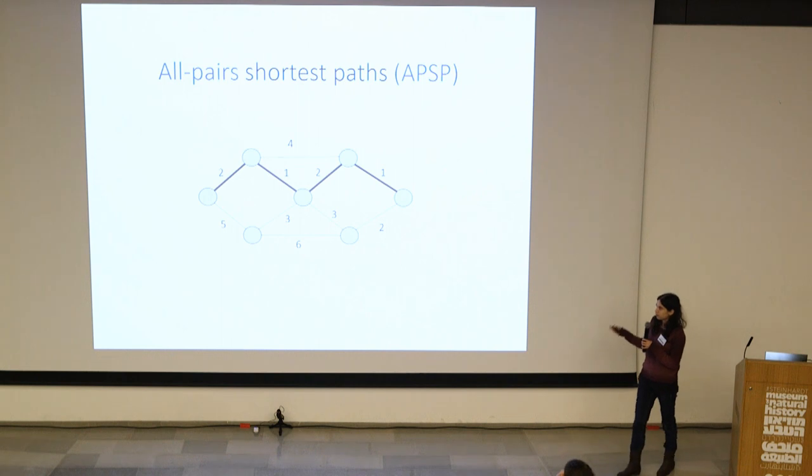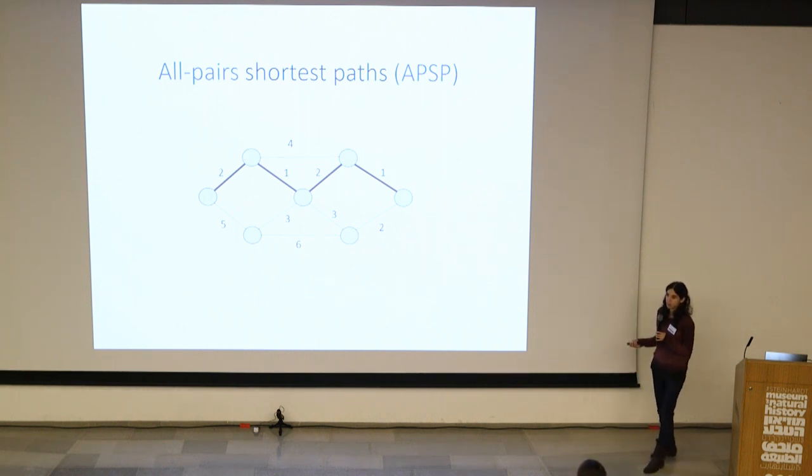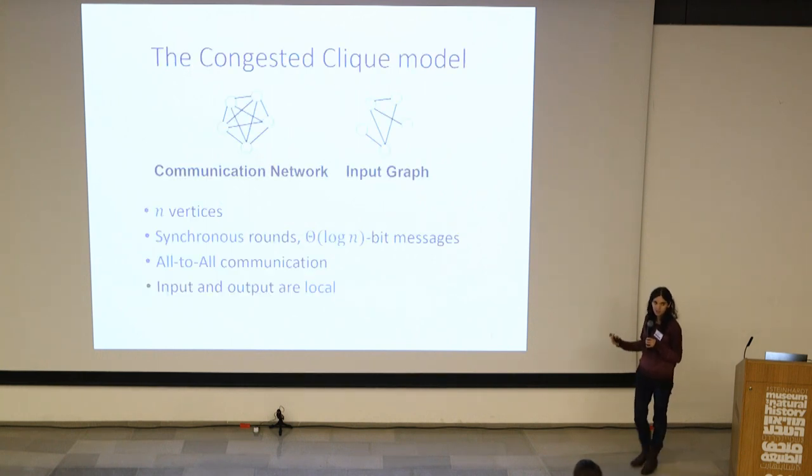We have a graph, we have weights on the edges, and our goal is to compute the distances between all pairs of vertices. And we want to do it in a distributed way.